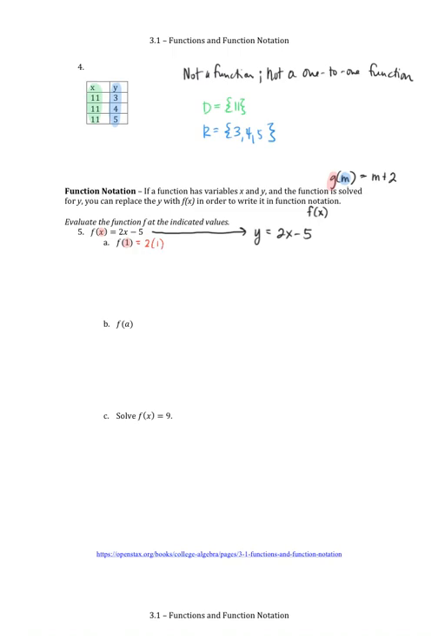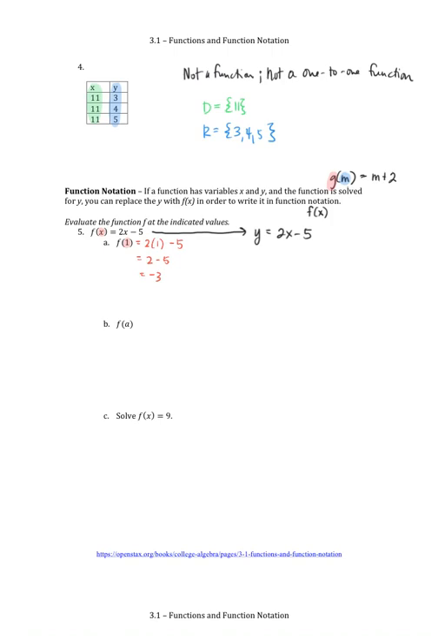So on the other side of the equation, we have 2x minus 5. I'm going to replace the x with a 1. Then you can just simplify. So this is 2 minus 5, which is negative 3. So your answer is negative 3. So if you want to evaluate for f of x at f of 1, the answer is negative 3.